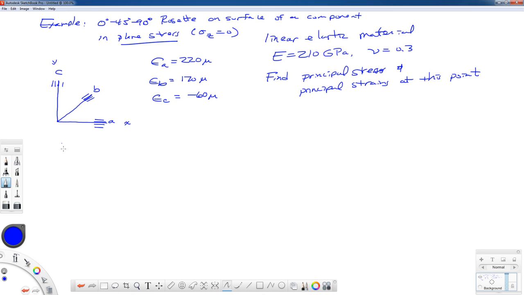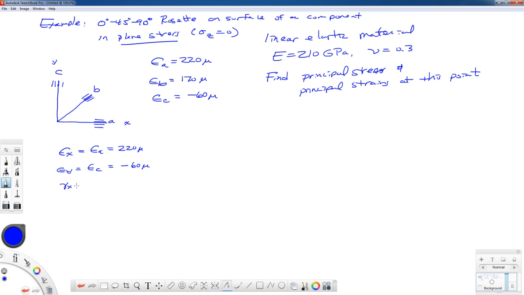Now, we know because of the 0, 45, 90 degree strain gauge rosette that the X direction strain gauge reading will be the same as the A, and that's going to be 220 microstrain. The Y strain is the same as the C gauge reading, and that's minus 60 microstrain.